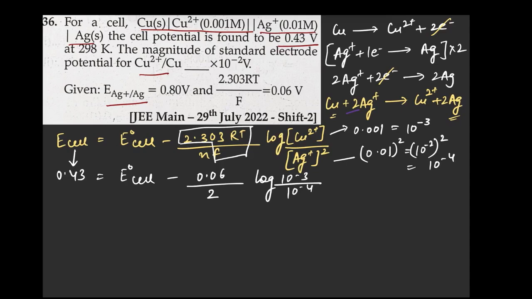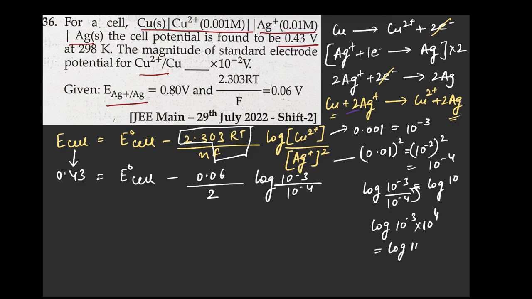Now log 10 to the power minus 3 divided by 10 to the power minus 4 is equal to log 10 to the power minus 3 into 10 to the power 4, as the 10 to the power minus 4 goes to the numerator. Now minus 3 plus 4 is 1, so this becomes log 10 to the power 1, which is equal to log 10, and log 10 value is 1. So this term becomes equal to 1.